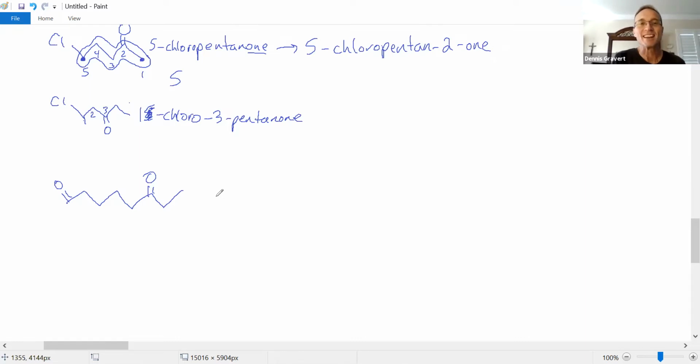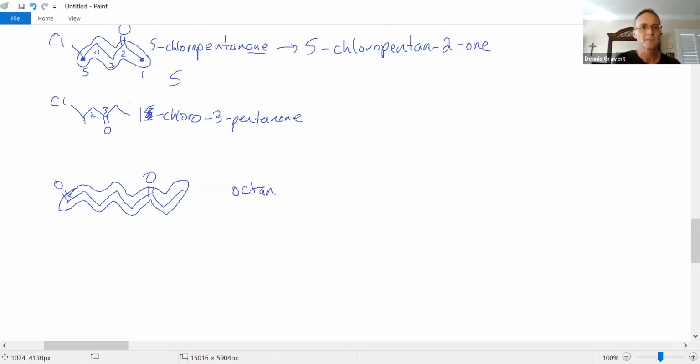All right, what we got? Step 1, find the longest chain with the most important functional group. Well, there's only one chain. Let's see, there's 2 carbons here, 3, 4, 5, 6, 7, 8. Oh, okay, I got 8 carbons in my chain. There's the parent. Step 2 is to name it. 8 carbons is octane. And now, which suffix do I use?